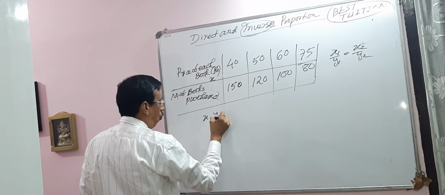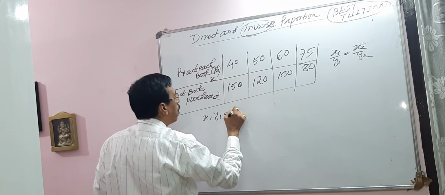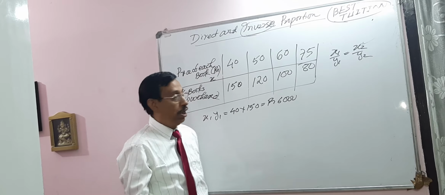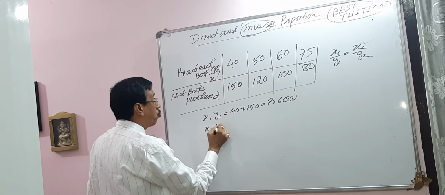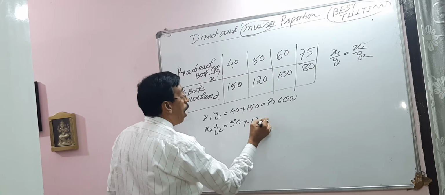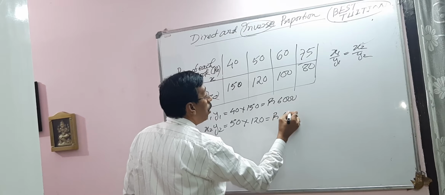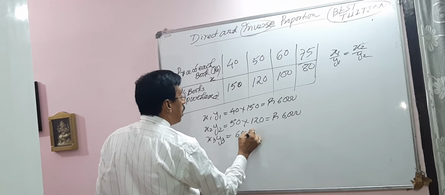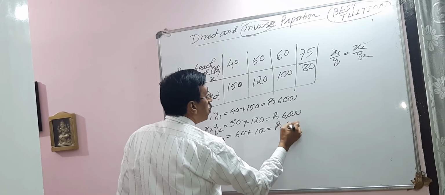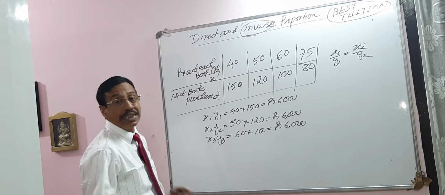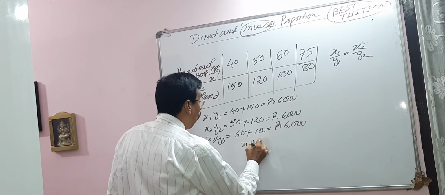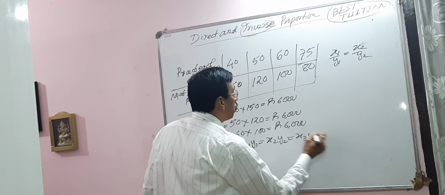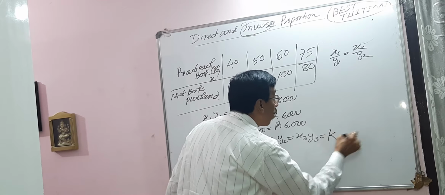x1 y1 is equal to 40 into 150, which is equal to rupees 6,000. Similarly, x2 y2 is equal to 50 into 120, which is equal to rupees 6,000. x3 y3 is equal to 60 into 100, which is equal to rupees 6,000. So we can say that x1 y1 is equal to x2 y2 is equal to x3 y3 is equal to rupees 6,000. That means a constant. Clear?